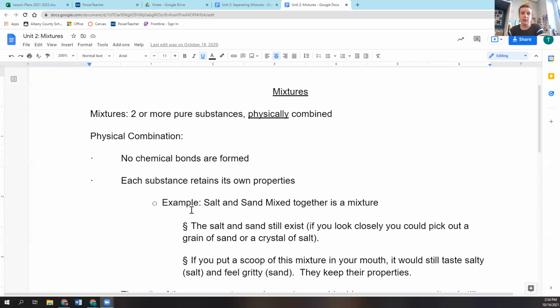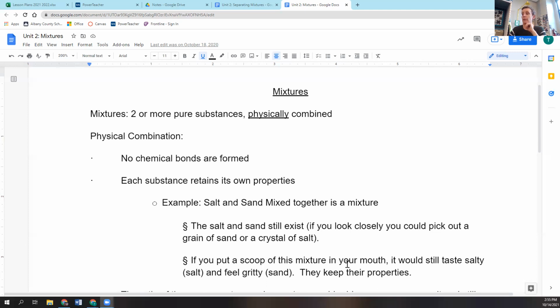This example is a little bit easier to think about, I think. Salt and sand mixed together is a mixture. So I take some salt, put it in a container, take some sand, put it in a container, stir it up, and you've got a mixture. Now, physically combined, no chemical bonds have formed. We haven't made new things. The salt and the sand still exist. If you look closely, you could pick out a grain of sand or a crystal of salt.